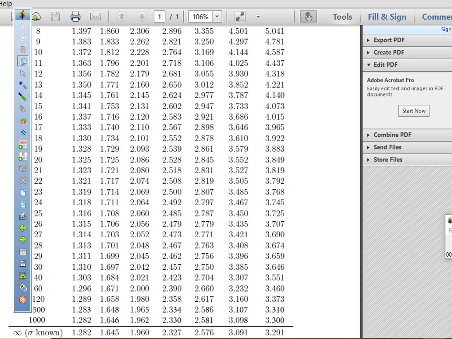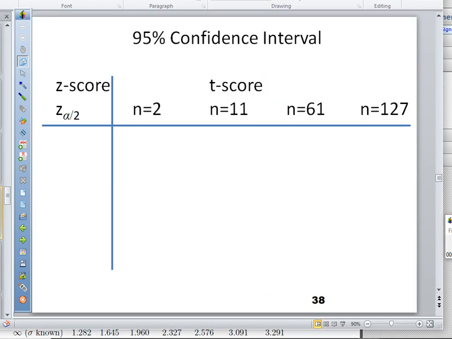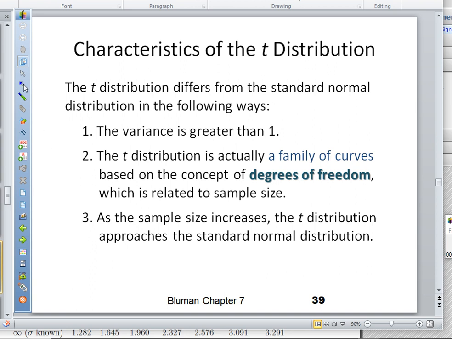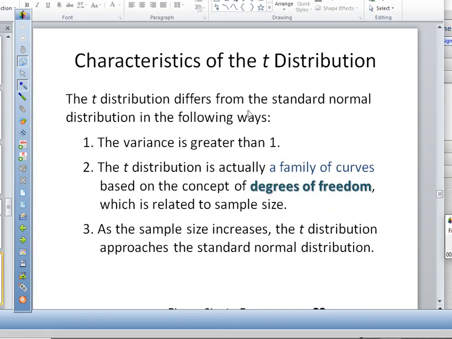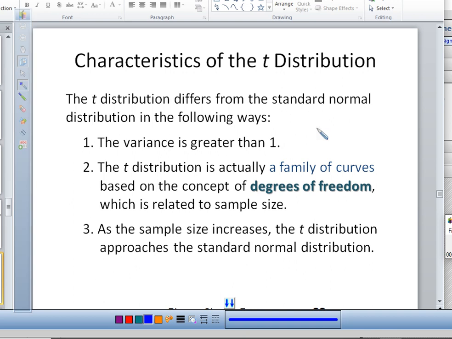Let me go ahead and skip back to here. There are some characteristics, right? It differs from the standard normal distribution in a few different ways. One, the variance is greater than 1. The t-distribution is actually a family of curves, so every single curve, I think I have them below that, is a different degree of freedom.